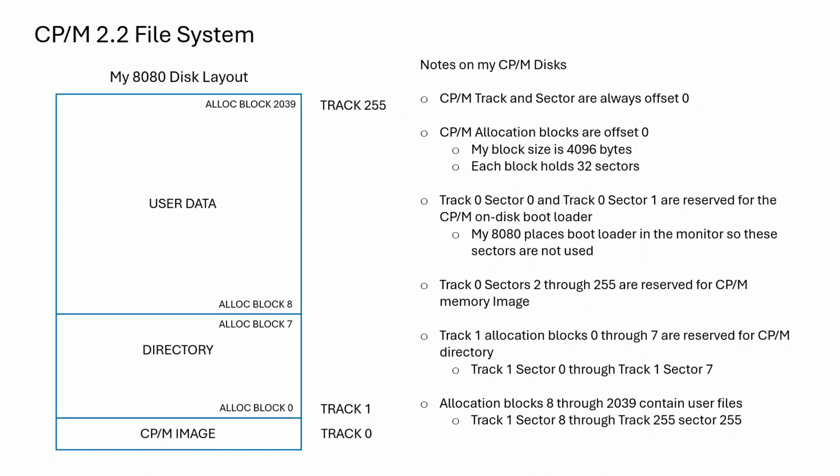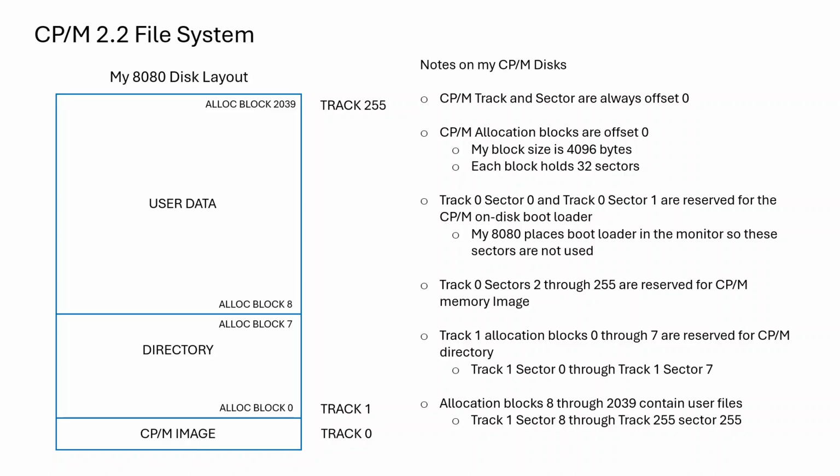Disk allocation blocks actually begin at the directory with allocation block 0. So this is on track 1. So track 1 is going to be my directory. Blocks 0 through 7 are reserved for the directory. Above that starts allocation block 8. That's where my files go, and that will go up all the way to allocation block 2039. And you can see it ends at track 255.